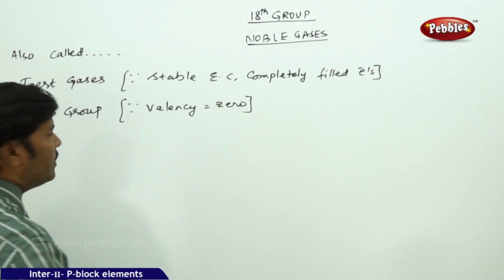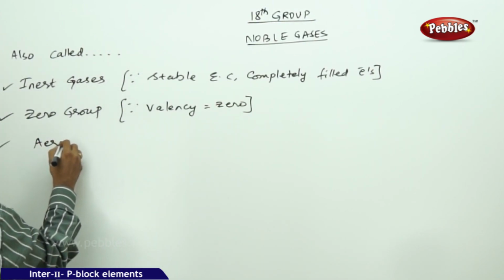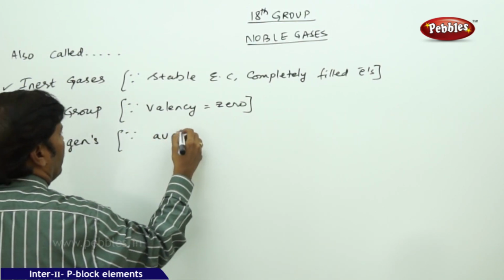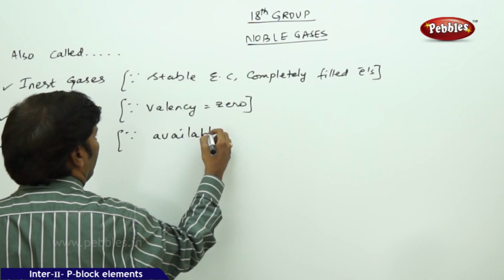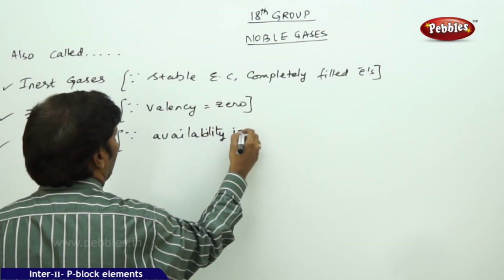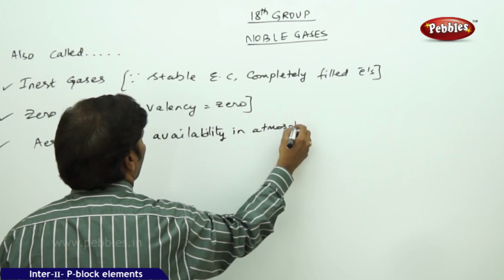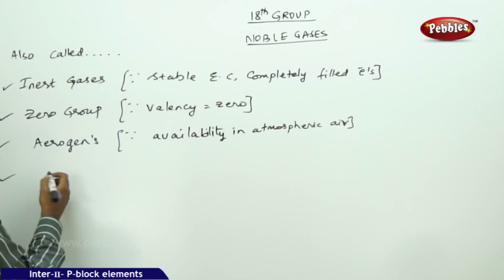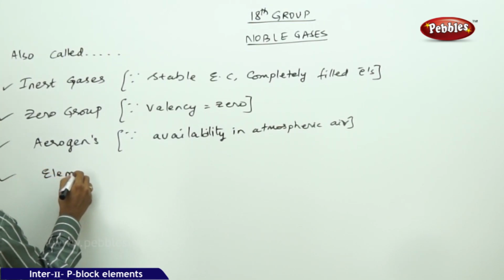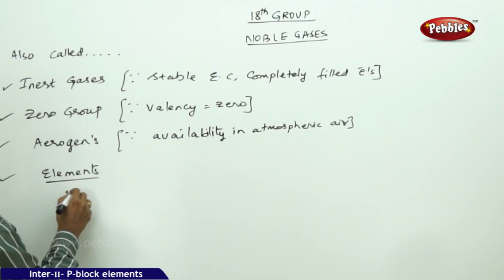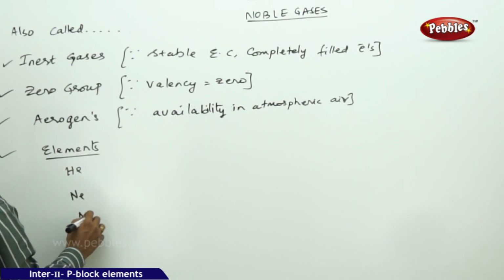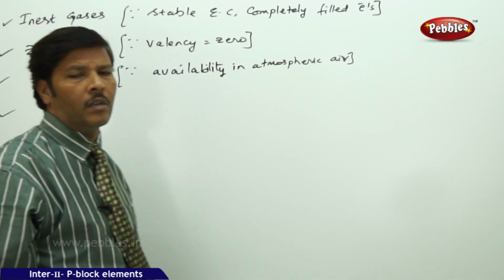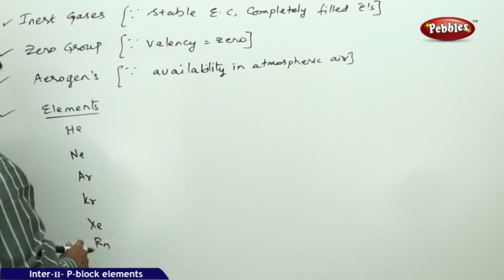Then these are also called aerogens because of their availability in atmospheric air. If you are going for the elements, we have helium, neon, argon, krypton, xenon and radon. Except radon, all the rest are the lighter noble gas elements. Radon is the radioactive element.